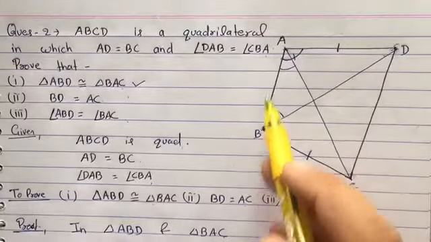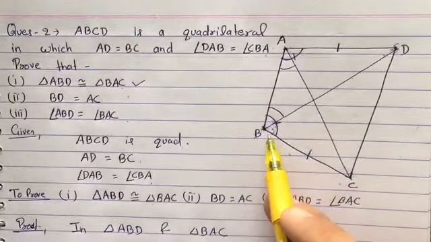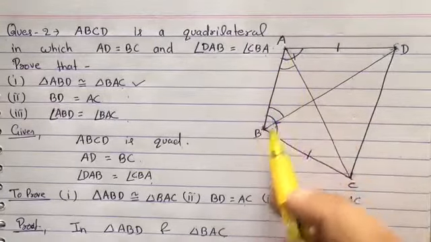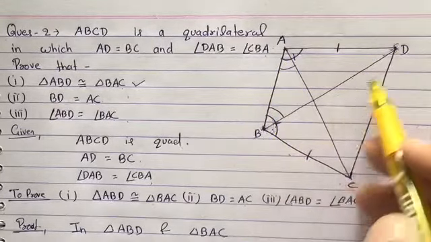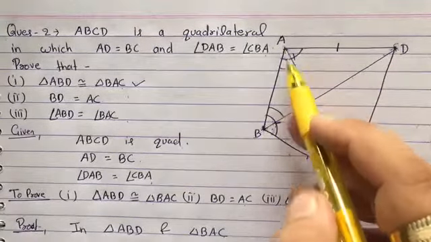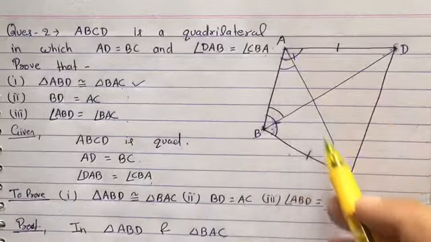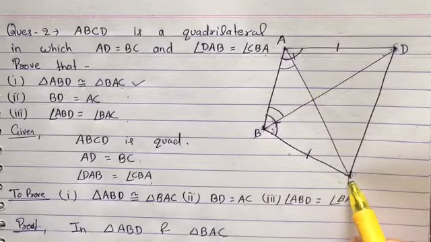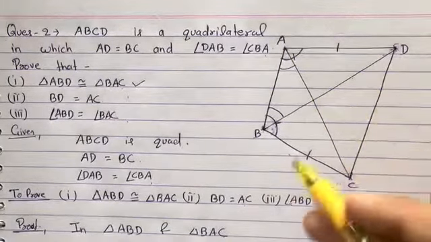These both triangles are congruent, so their corresponding parts are equal. In triangle ABD, this side BD, and in triangle BAC, this side AC. Both are equal because both are corresponding.